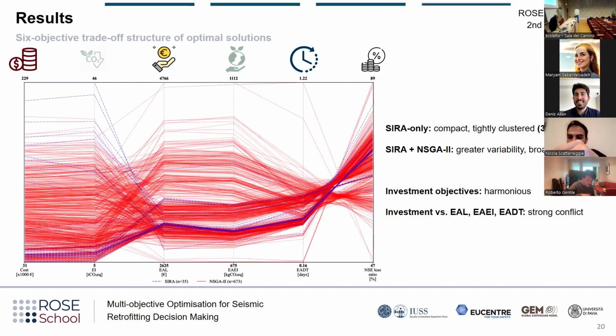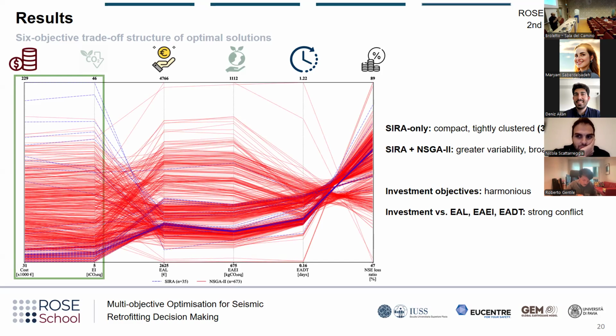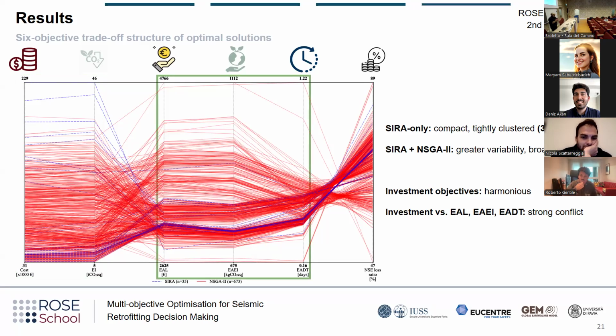And when we employed NSGA2, all of them are on the Pareto front. We can see NSGA2 explores a wider region in the objectives, and we can see that between the investment-oriented objectives, there is a harmony. And similarly, in the expected annual losses, expected downtime, and expected environmental impact, we have that harmony.